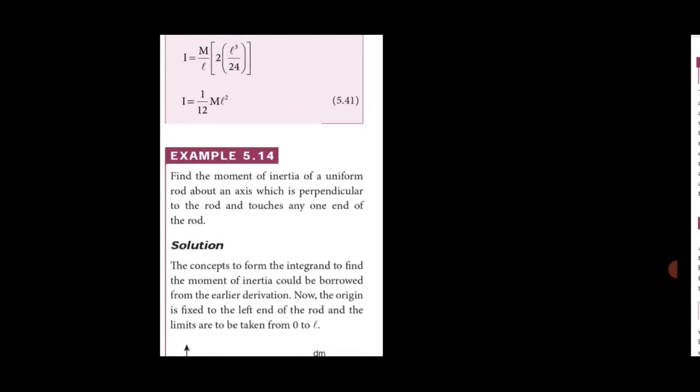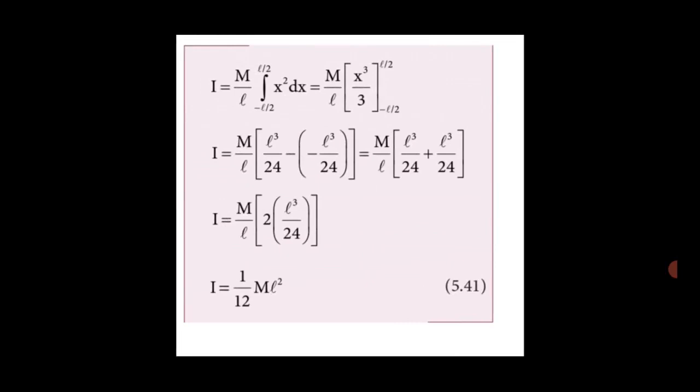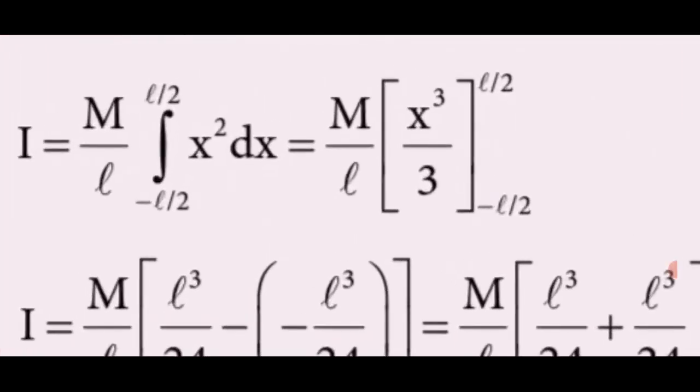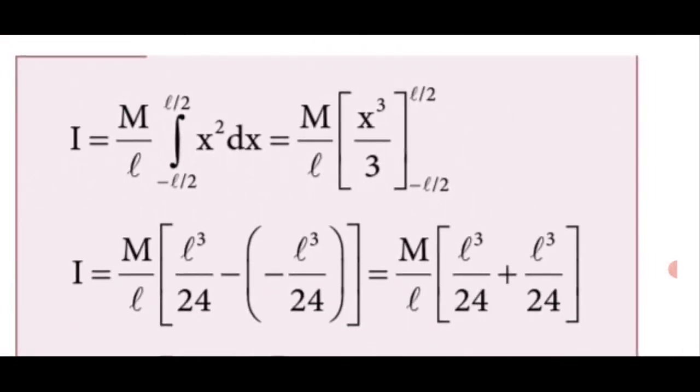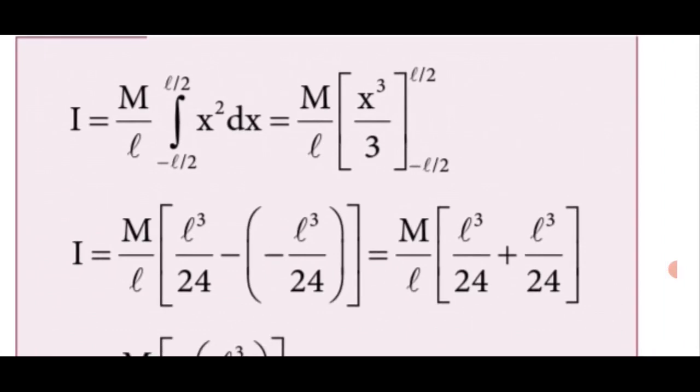I'll repeat the integration part again. First we integrate x square dx, taking the upper limit as plus L by 2 and the lower limit as minus L by 2. After integrating you get x cube by 3 as the answer, and then we substitute the limits. You substitute only in terms of x, replacing x with the limit value. So in place of x you substitute L by 2, and you get L by 2 whole cube by 3.